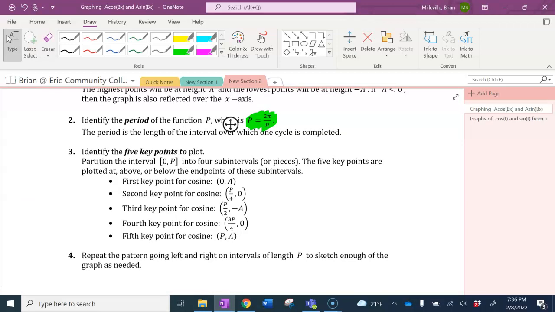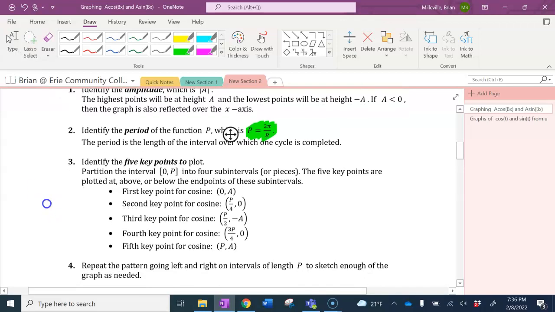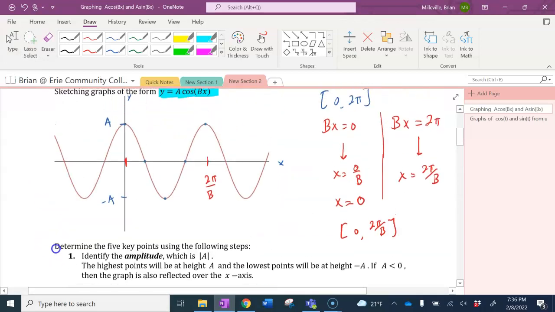I'm just going to go back up to the graph and label that. Last thing we're going to do is repeat the pattern going left to right until we have enough of the graph sketched out as needed. But what are these key points going to be? Let's go back up here and label them.